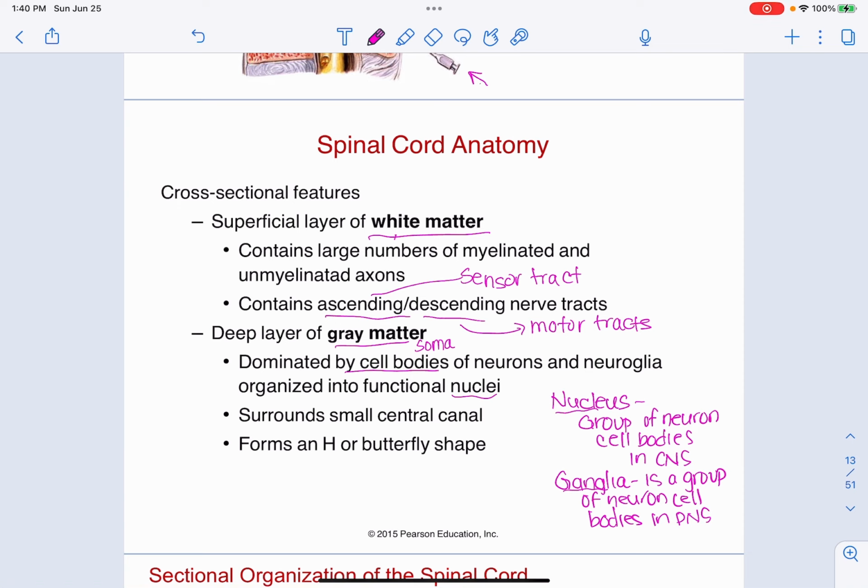So again, the gray matter is dominated by cell bodies of neurons and neuroglia. They are organized into functional nuclei. So they are organized by their function, and they are grouped together. They surround a small central canal. Remember that the cerebrospinal fluid runs through the central canal, and the gray matter often looks like a butterfly or takes on an H shape. So let's take a look at that.